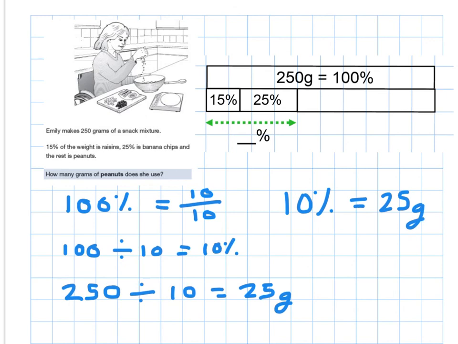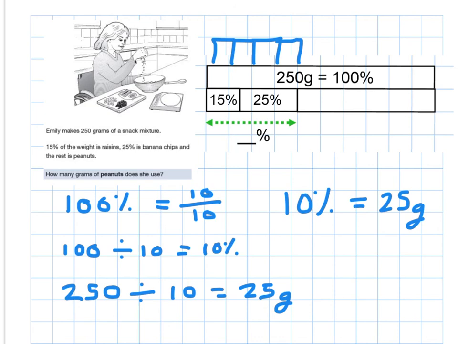I could equally represent that as part of my bar model. So this 10% here, that's 25 grams. So 20% would be 50 grams, 30% would be 75 grams, and 40% of my snack mixture would be 100 grams.